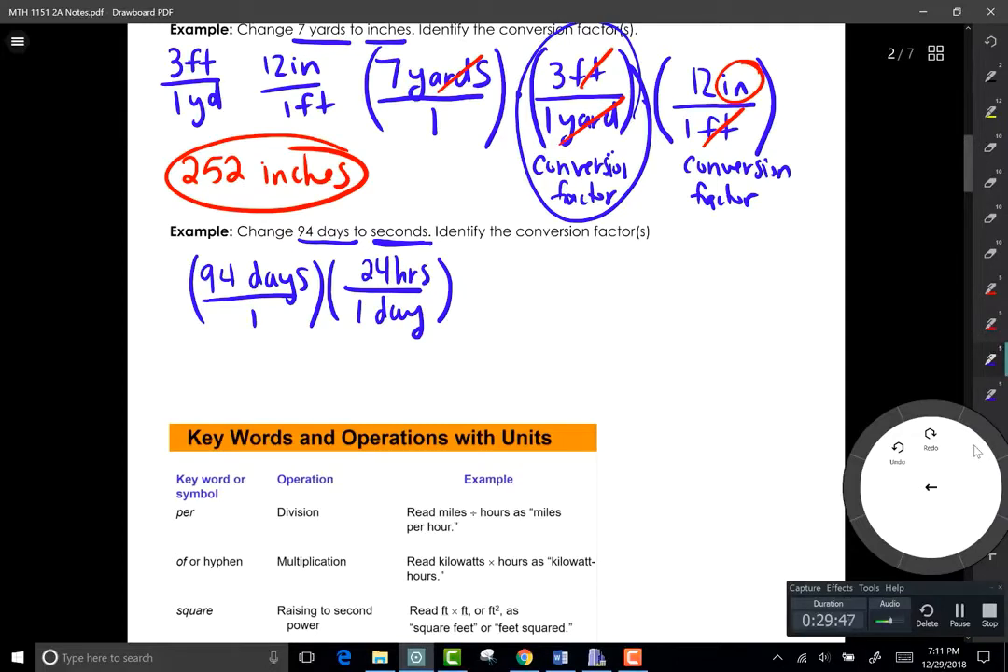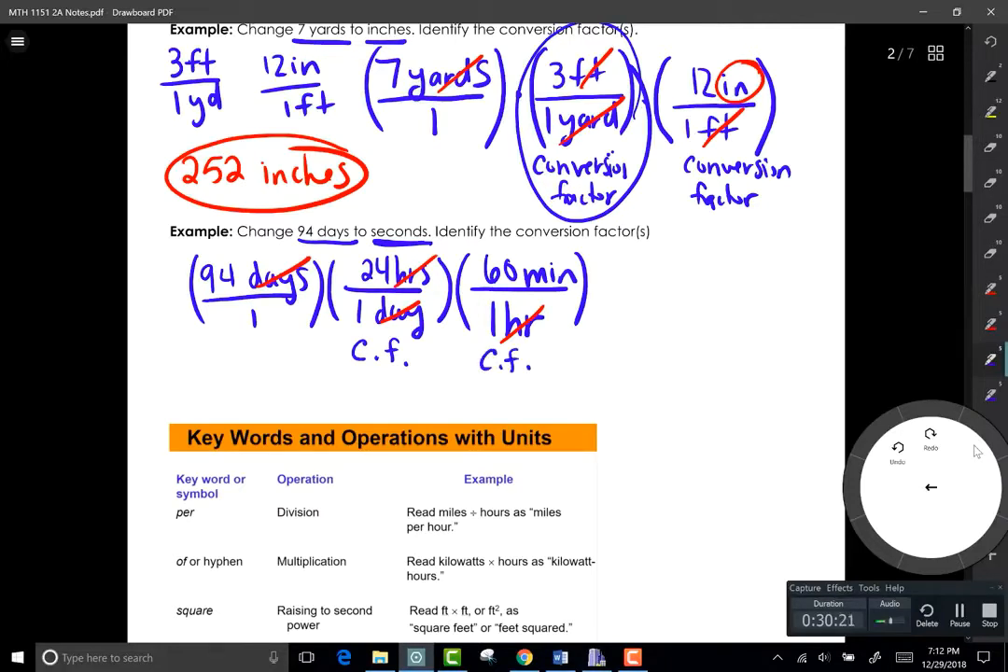This is one conversion factor. I'll abbreviate it CF. But we're not done yet because we need to convert it to seconds. Right now, I've only gotten rid of the days, and I'm left with hours as of right now. So I have to do another conversion factor. Since I want to get rid of hours now, I put 1 hour is 60 minutes. So now I can get rid of hours. Here's my second conversion factor.